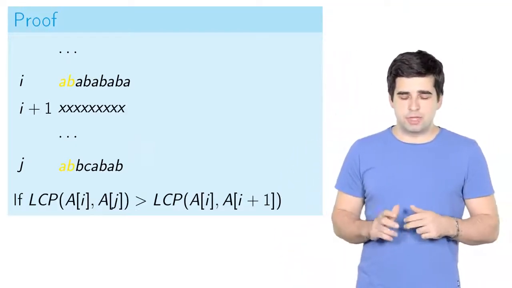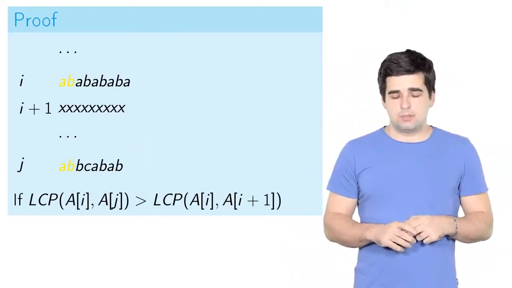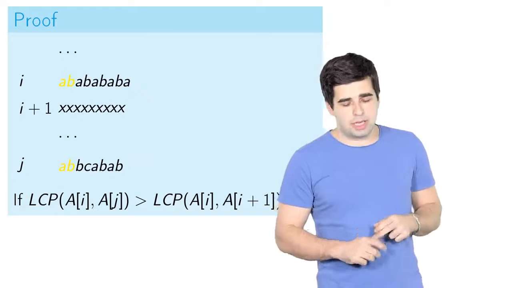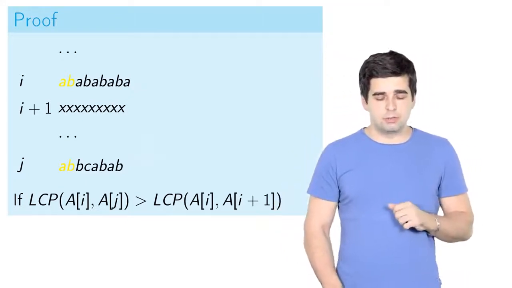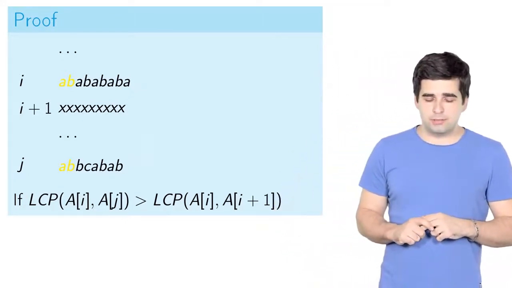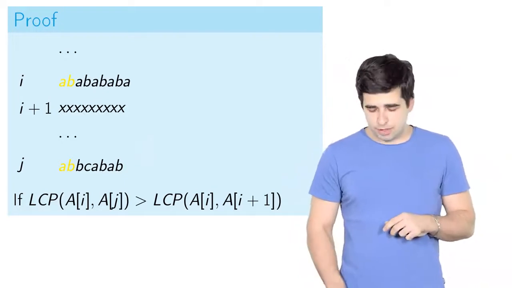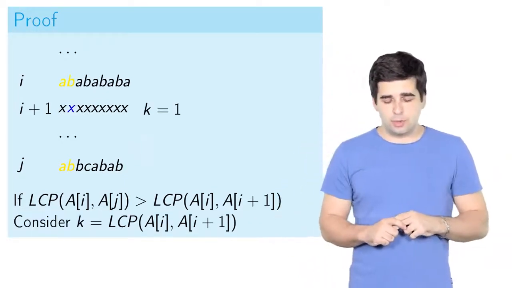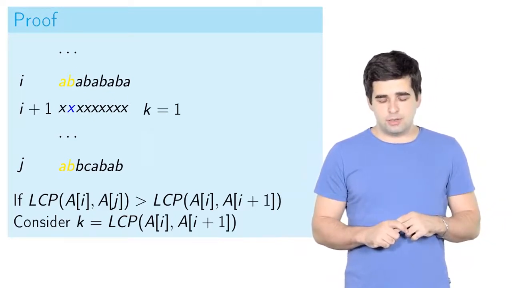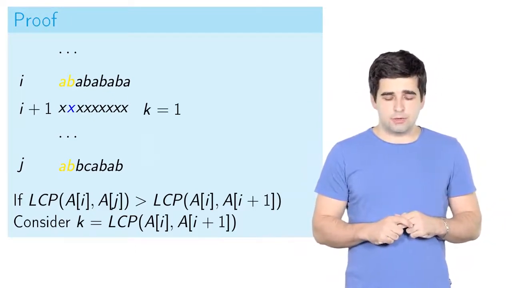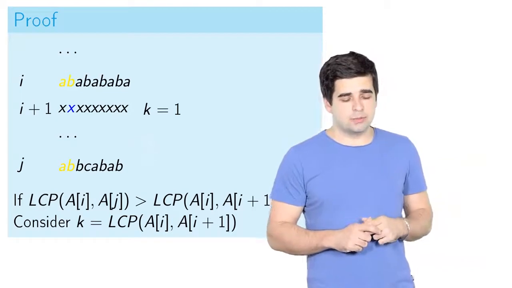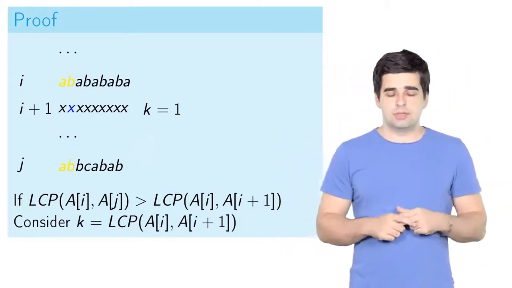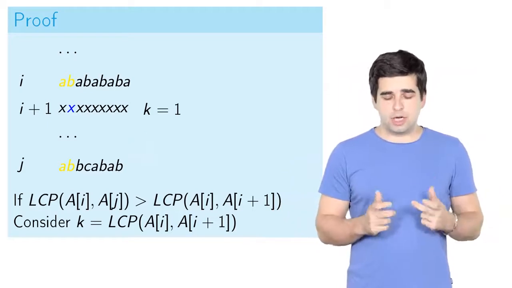So let's suppose that. We don't know what suffix i+1 is, so we just replaced it with many x's. X is some unknown letter. We know that the LCP of i and j is equal to 2. So let's consider k, which is the length of the longest common prefix of A_i and A_{i+1}, and we suppose that it is smaller than 2 in this case. So how can that be?